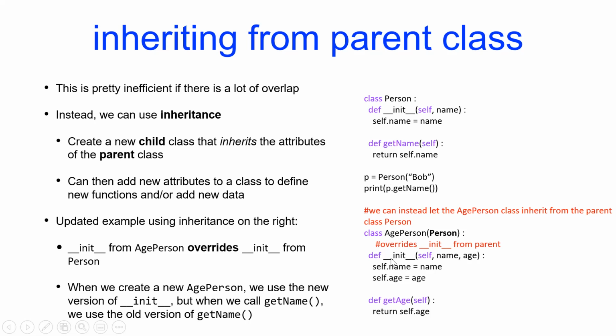but the age person wants its own specific constructor, so now init will take name and take age. It will set self.name and self.age, so it basically creates one additional attribute. It also adds another method, getAge. But remember, we never defined getName for the age person. By inheritance, the age person can use getName by default.